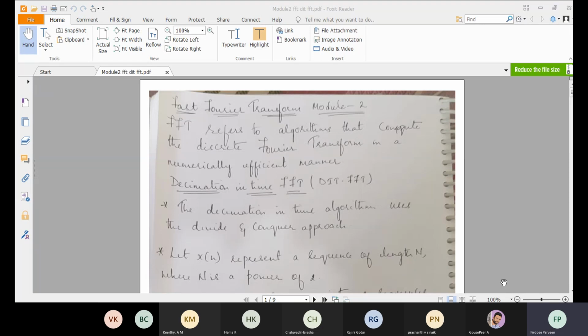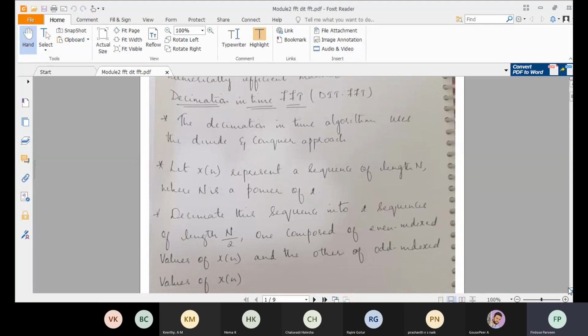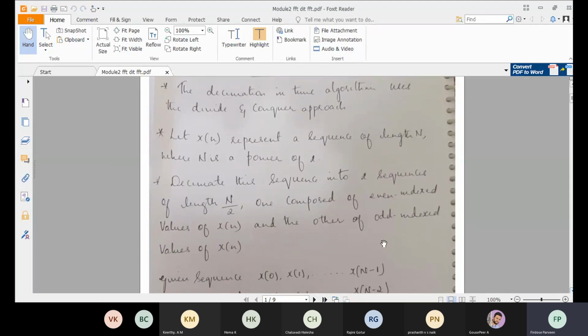So coming to the decimation in time, it uses the divide and conquer approach. Suppose let x of n represent a sequence of length N, where N will be a power of 2. It may be 2 point, or it may be 4, it may be 8. So to decimate this sequence into two sequences of length N by 2, we will divide x of n into two sequences. One will be even indexed and one will be odd indexed.